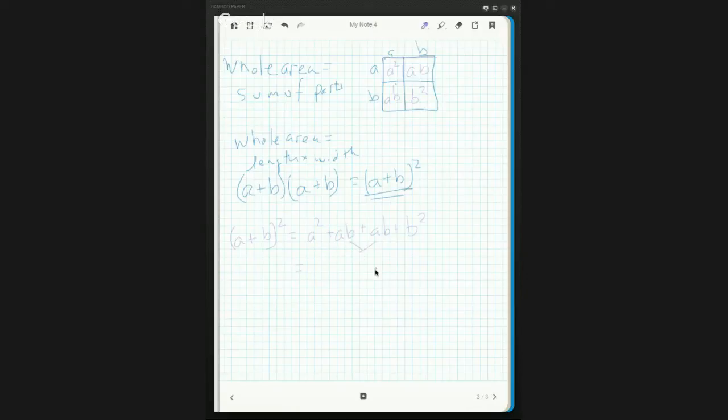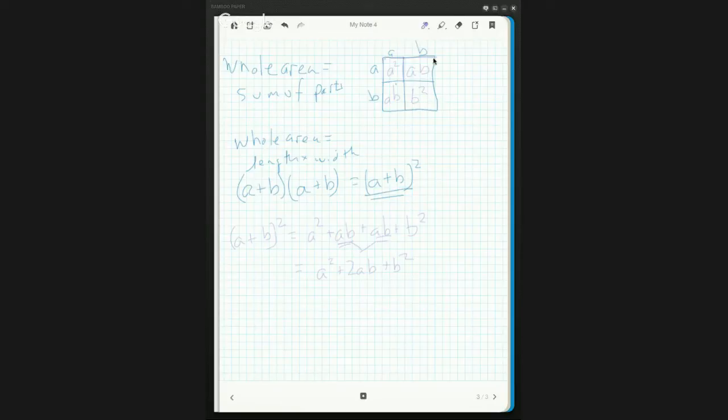We have to combine these 2 terms. These are like terms because they have the same variables, same exponents. So we have a squared. If I have one ab and another ab, well, that's 2ab plus b squared. And this makes more sense because remember, if we go back, we can just test it.